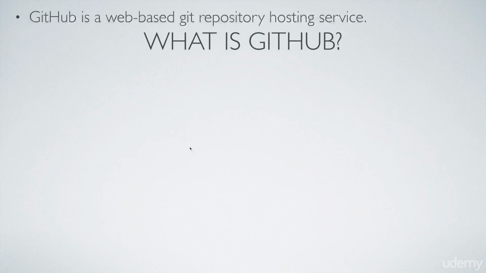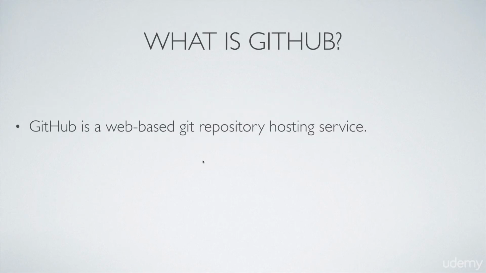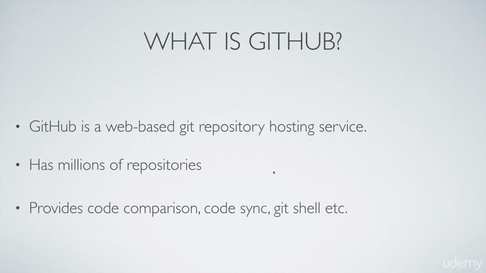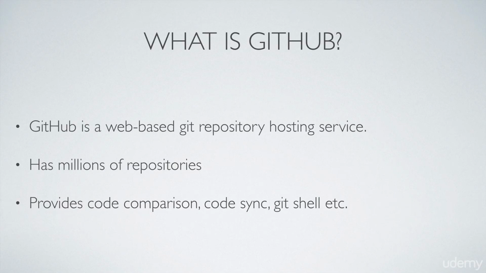So the next question, what is GitHub? GitHub is an online Git repository hosting service. In other words, it provides you with all the capabilities of Git online. You can save your project on their repository, which is stored on their servers, and you can do all the stuff like commit, pull, push, which you would normally do with Git. Now it has millions of repos out there, and it provides stuff like code comparison, code sync, Git shell, etc.